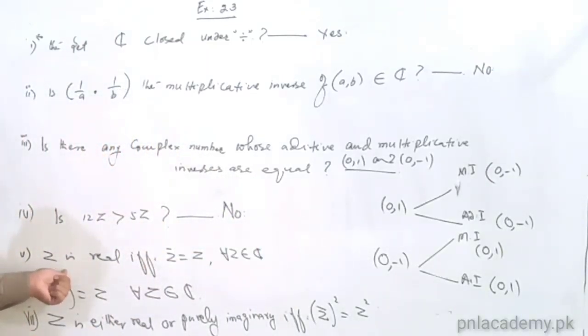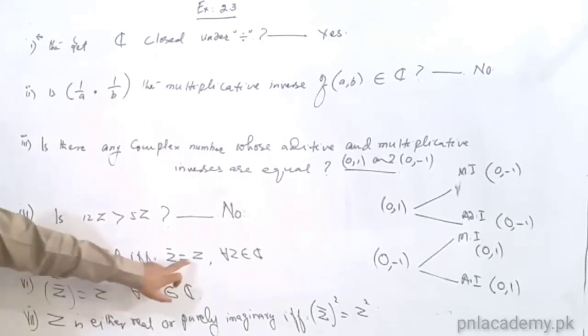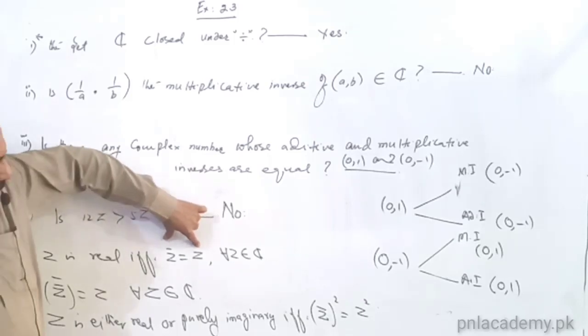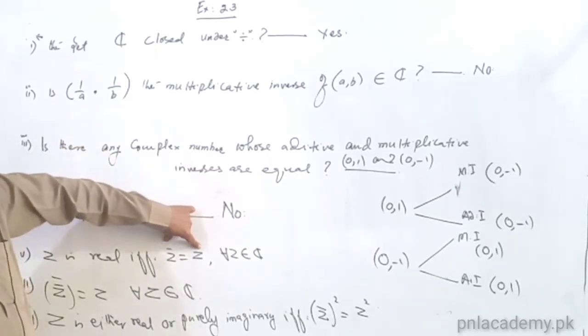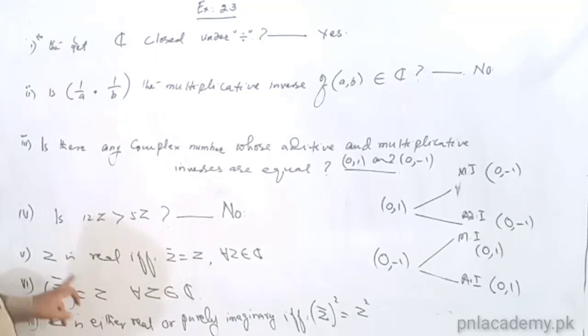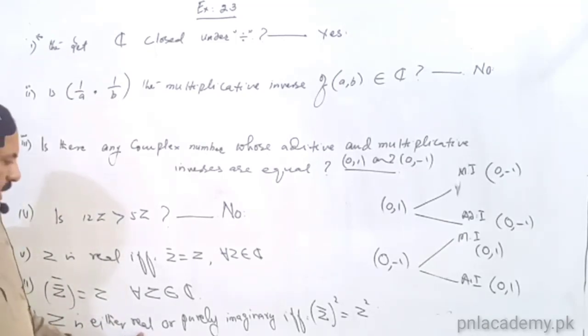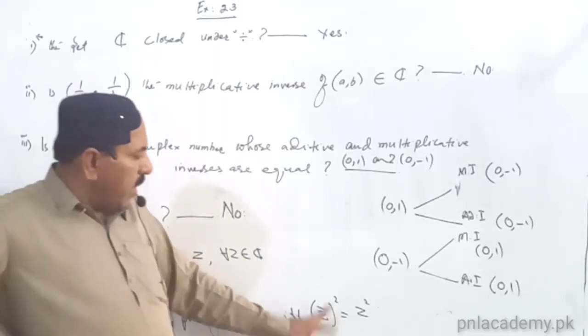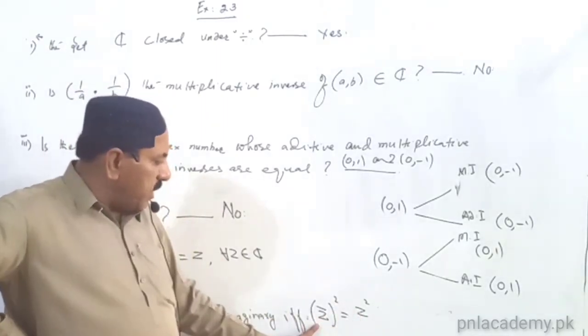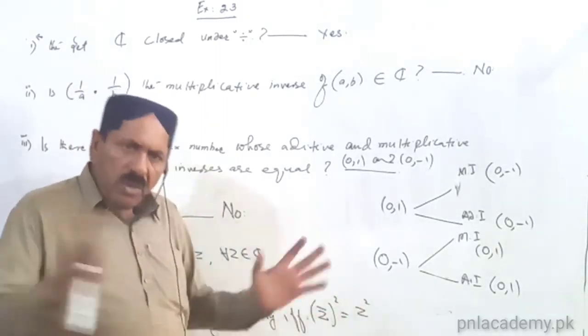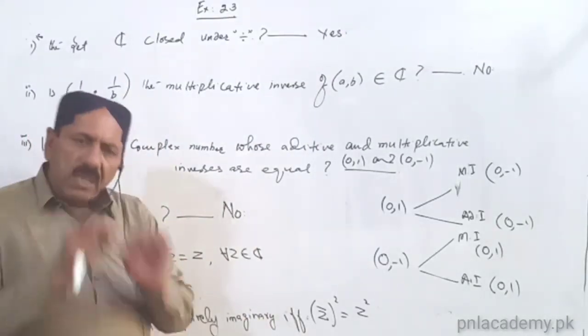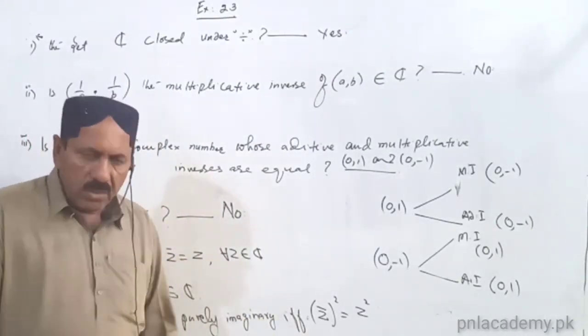Second, z is real if z bar is equal to z. When z bar and z are equal to each other, z should be a real number. Z bar whole bar is z itself. Z is either real or purely imaginary if z bar whole square is equal to z square. When z bar whole square and z square are equal to each other, then z should be either real or imaginary.